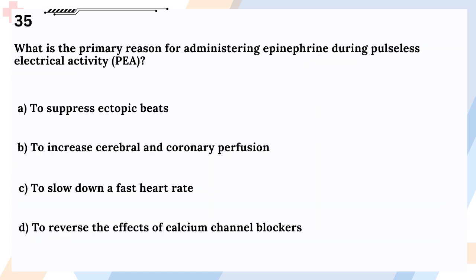Question 35. What is the primary reason for administering epinephrine during pulseless electrical activity, PEA? A. To suppress ectopic beats. B. To increase cerebral and coronary perfusion. C. To slow down a fast heart rate. D. To reverse the effects of calcium channel blockers.